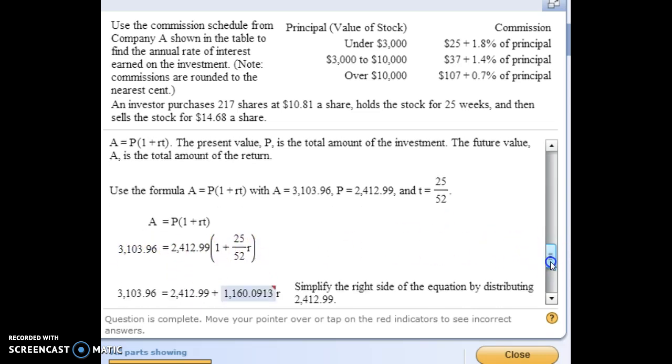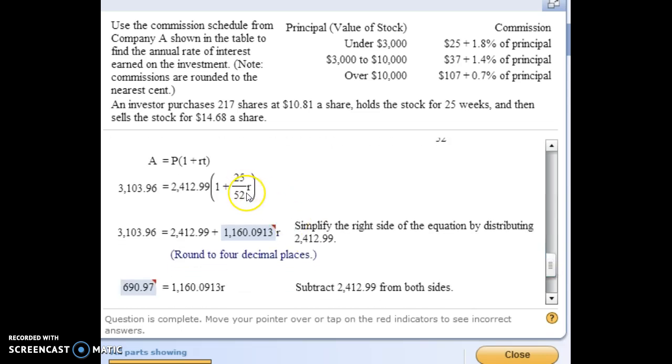And the only letter that we need to solve for here is R. It's the only unknown. So we're going to use our algebra. And the first step is to distribute here. So this principal is multiplied by everything in the parentheses. So multiply it by the 1, and you just get that same number back. And then multiply it by 25 over 52 times R. And 25 over 52 times that value will give you this value. And then it's still multiplied by R.